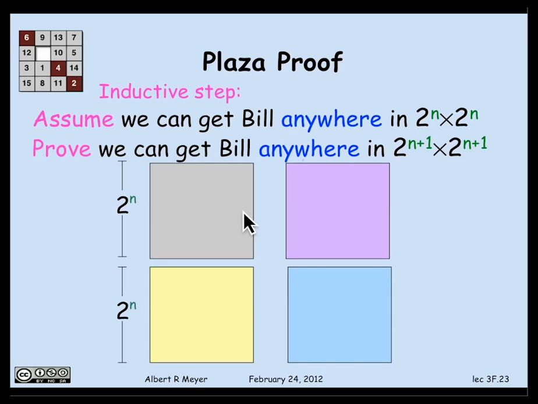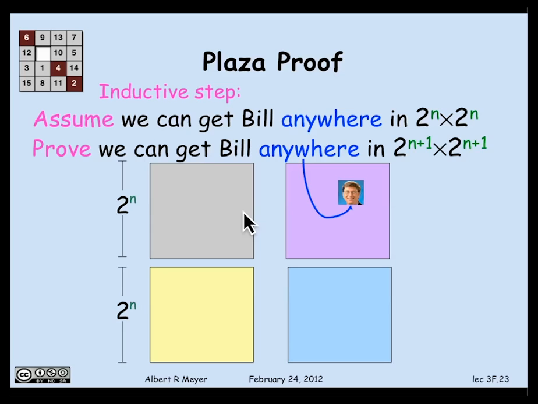So suppose that we want to tile with Bill in a designated arbitrary square of the 2^(n+1) by 2^(n+1) plaza, where we happen to choose a location where Bill is in the upper right quadrant, in the upper right half-size square. All right, so by hypothesis, I can fill in the purple square, that quadrant, with L-shaped tiles, leaving Bill in the place that he's supposed to be.